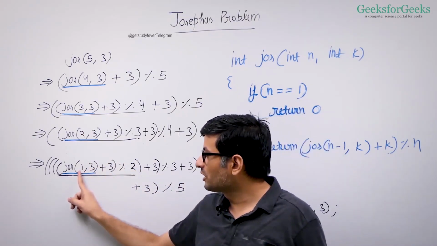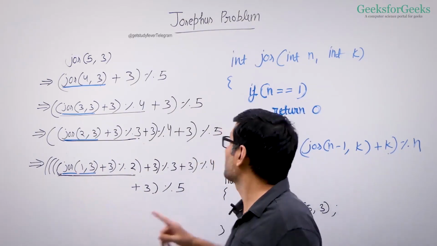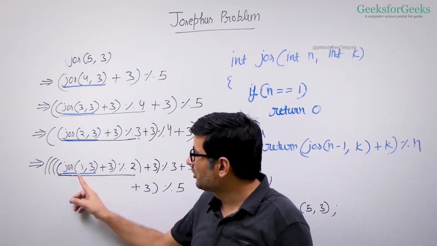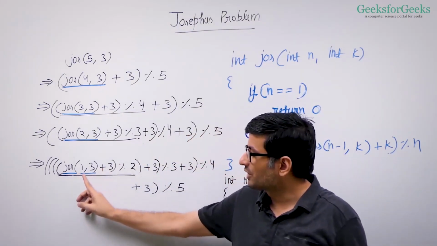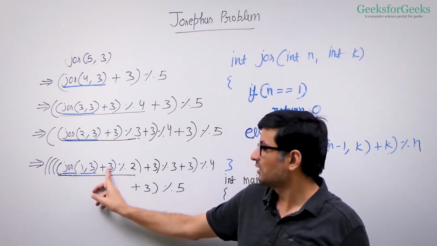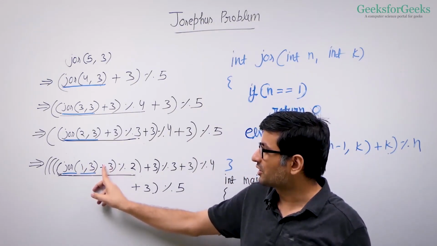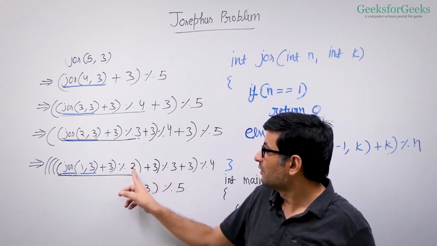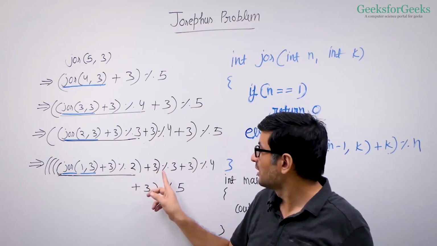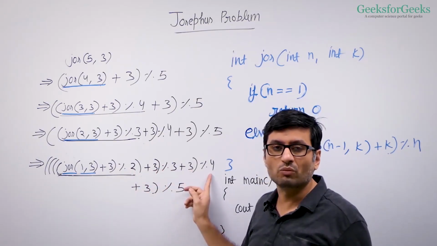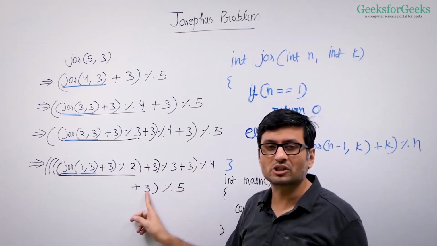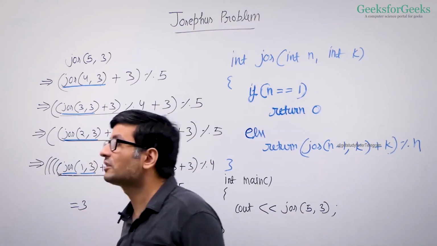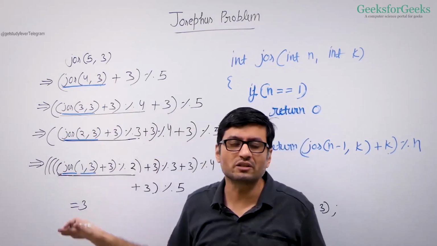So this is going to give you result as 0 because we have the base case for n equal to 1 as 0. So when it returns 0, 3 is added to it. So you get 0 plus 3 modulo 2, which is 3 modulo 2, which is 1. 1 plus 3 modulo 3, 4 modulo 3, which is 1. 1 plus 3 modulo 4, which is 4 modulo 4, which is 0. 0 plus 3 modulo 5 is 3. So you get the answer as 3 for this input. And this is how this function executes.